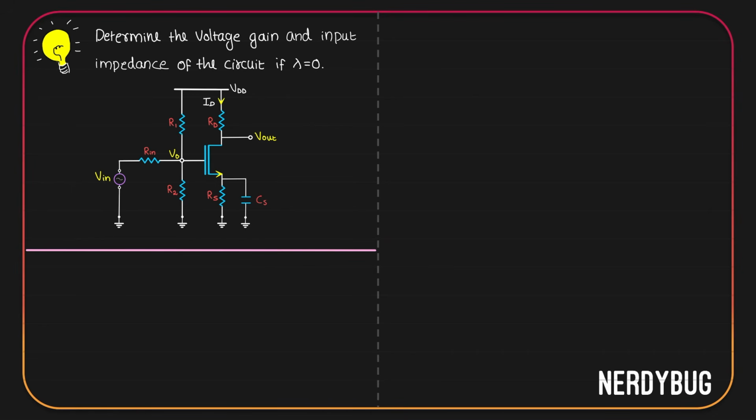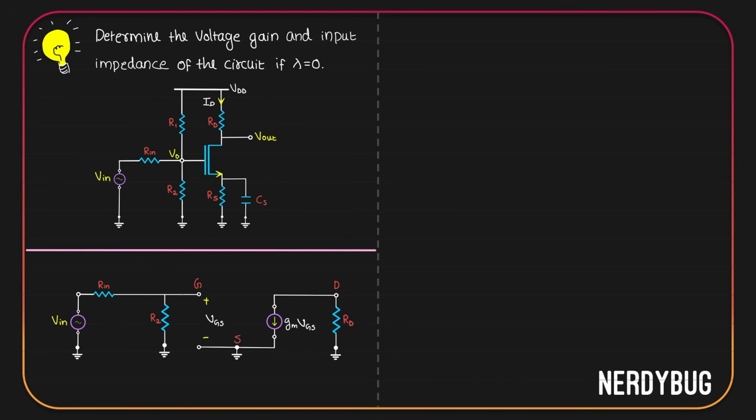Let us start by taking the small signal model of a MOSFET. At the gate, we have R input and then V input. At the drain, we have RD that goes to the AC ground. R2 is connected between the gate and the ground. In the small signal model, R1 will be between the gate and the AC ground.